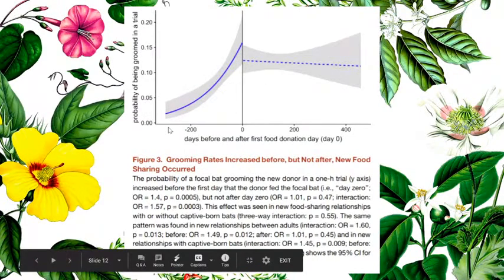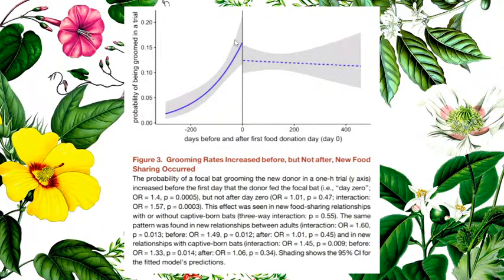So this graph is a lot easier to see. This is where the first food donation occurs, at 0. And then, as you can see, it did take them a really, really long time to hit that first incidence of food donation. Easier to read, in my opinion. It makes more sense. It's obvious that we're talking about leading up to food sharing.